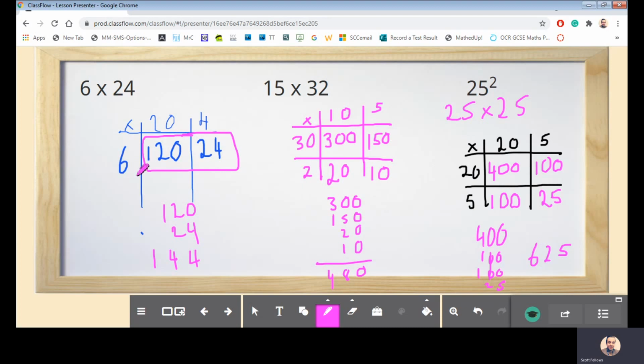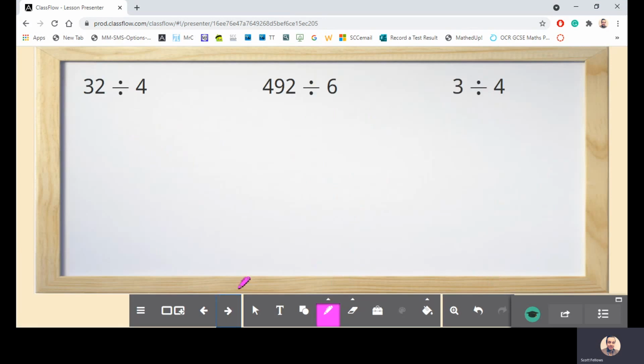Whatever method you use for multiplying, I think the grid's the most straightforward, but if you've got a different method, that's absolutely fine, as long as you're getting these same answers. As with the videos, you can pause at the beginning, have a go, and then unpause, and then check your answers against mine. Okay, on to division.